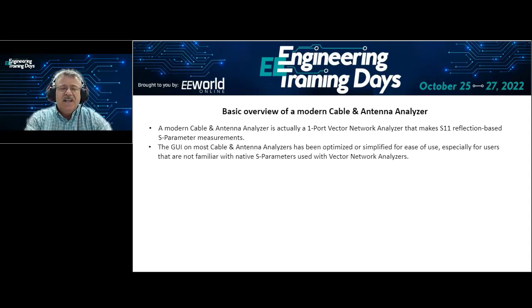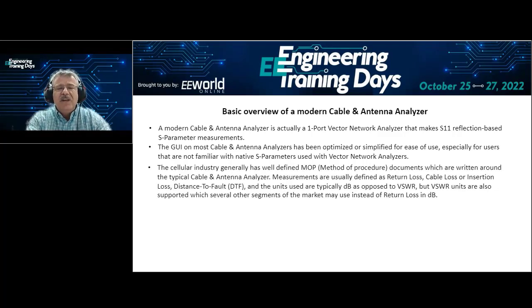I just kind of jumped ahead. As we go a little slower, I think the next slide will make this a little bit clearer. You look at a benchtop vector network analyzer and you're going to see S parameter measurement capabilities and different log graph types. You look at a cable antenna analyzer and you're going to see a return loss measurement or whatever. So they both are capable of doing the same thing. It's just how the GUI presents it to the user.